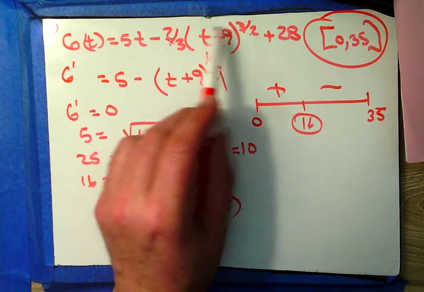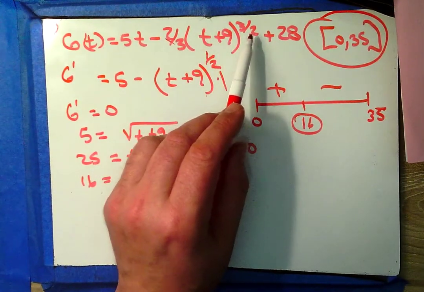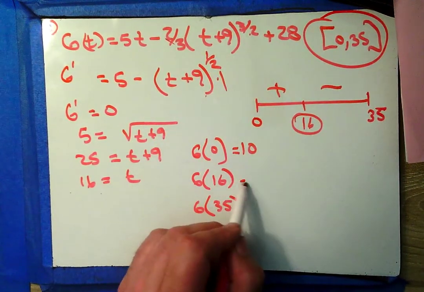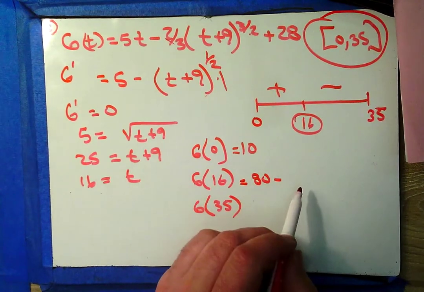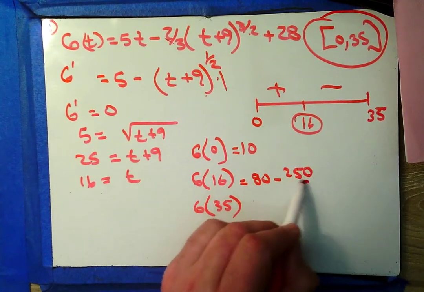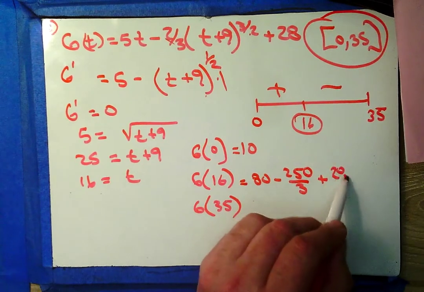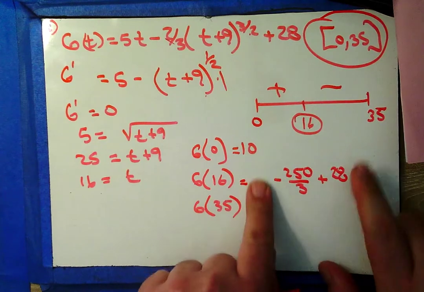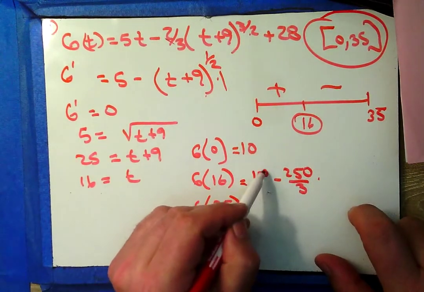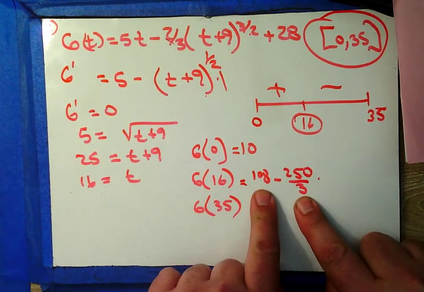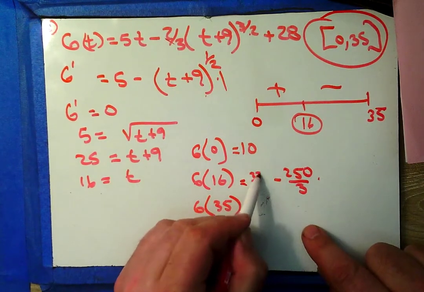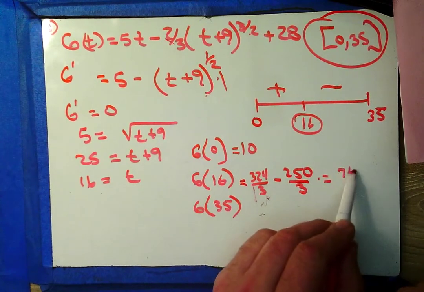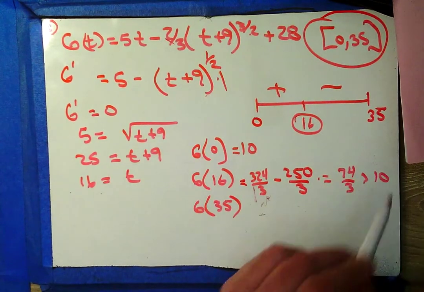I get 25. Square root of 25 is 5. 5 to the third is 125. And so now I'm looking at 80 minus 250 over 3 plus 28. So that's 108. And if I need a common denominator, that's 324 over 3, which is going to be 74 over 3, which is greater than 10.